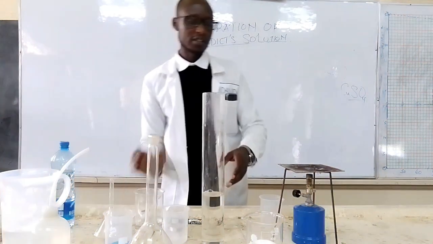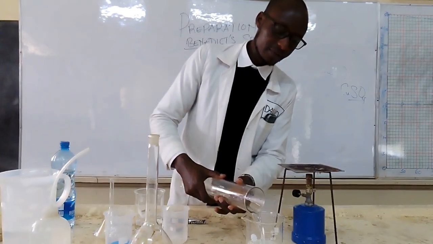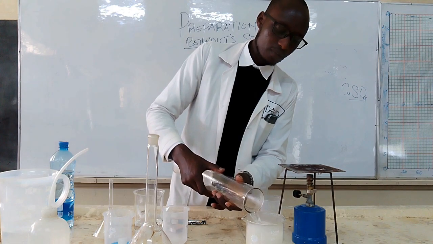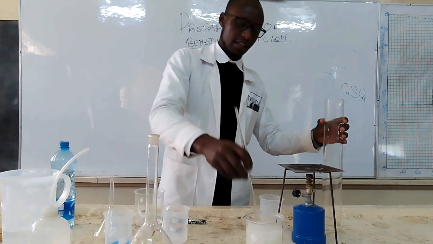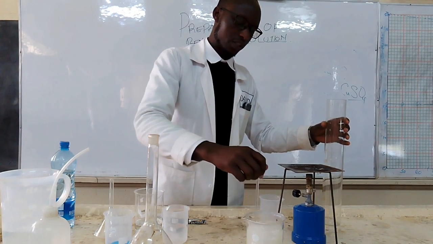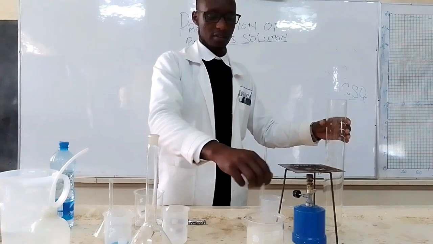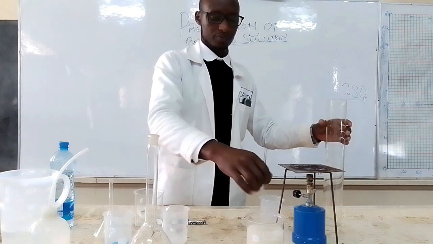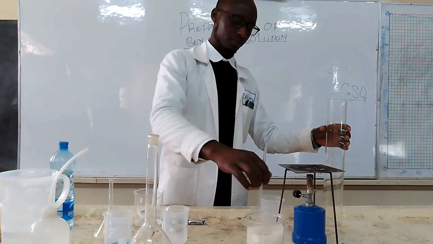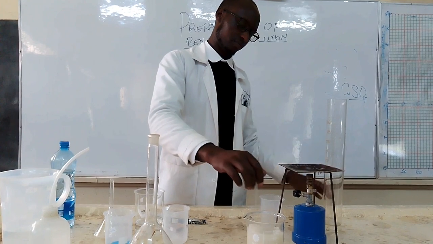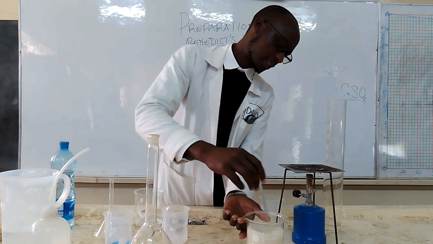That is around 400 ml of distilled water, and then add to the mixture. Then I will use my stirring rod to make sure the two are actually dissolving. This is my stirring rod. So I will continue stirring the two until they dissolve.